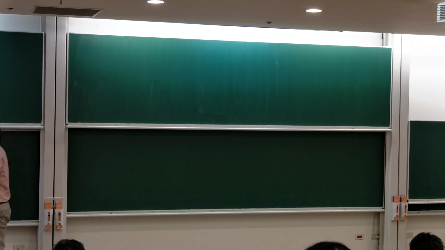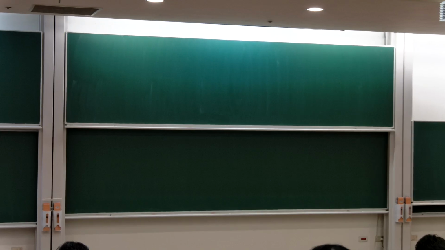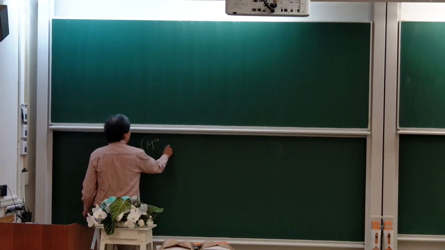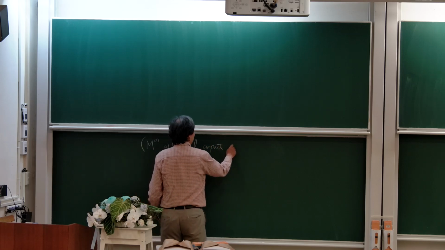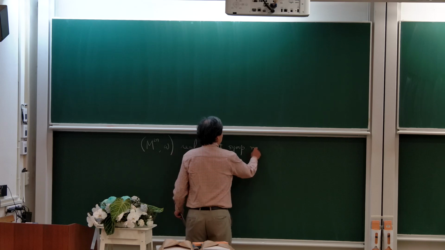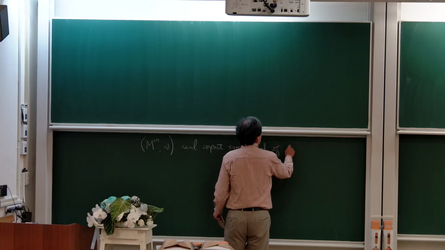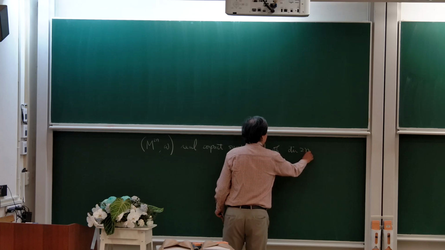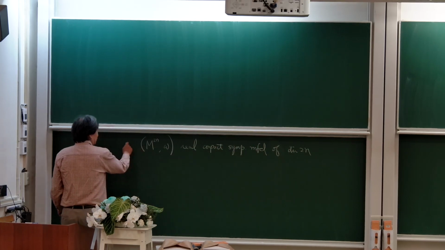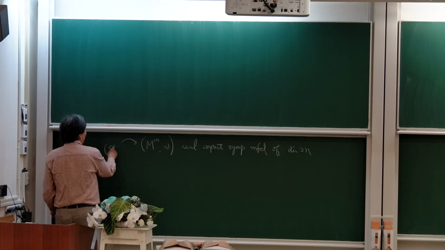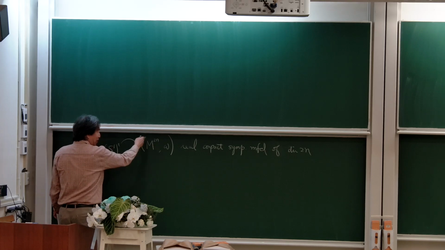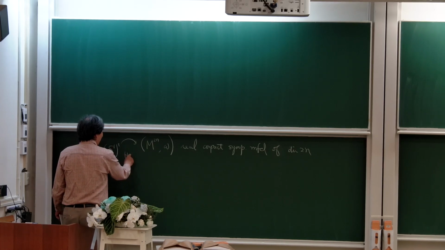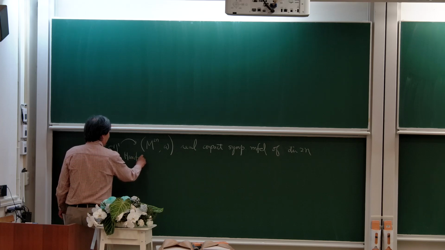So let me start with a real compact symplectic manifold of dimension 2n. Assume that the n-dimensional compact torus acts on this symplectic manifold in a Hamiltonian way. So assume that this is a Hamiltonian action.